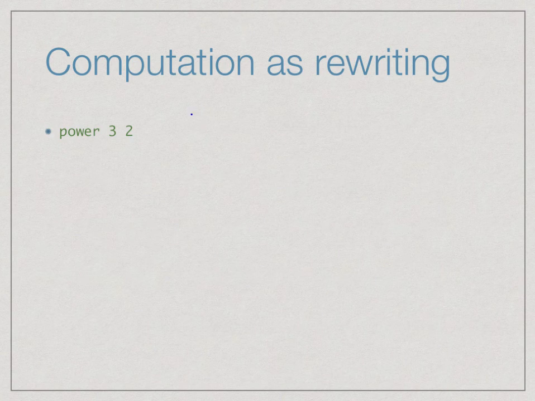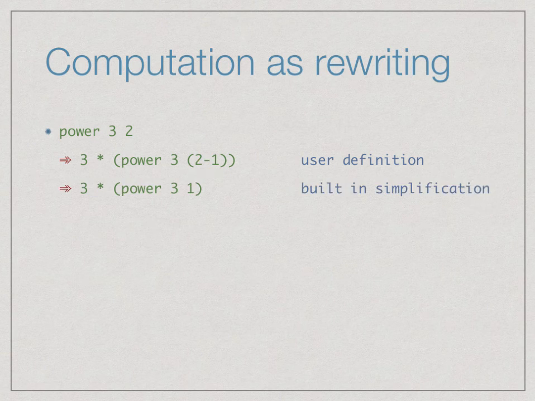Now, suppose Haskell is confronted with an expression of the form power 3 2. That is, we are supposed to compute 3 to the power 2. So at this stage, the only thing that can be simplified is the definition of power itself. So using the function that we have defined, we get the definition that power x n is x times power x (n minus 1). Right? So now this n minus 1, 2 minus 1, is an arithmetic expression that can be internally simplified. So using the built-in simplification, we replace 2 minus 1 by 1. So we get 3 times power 3 1.